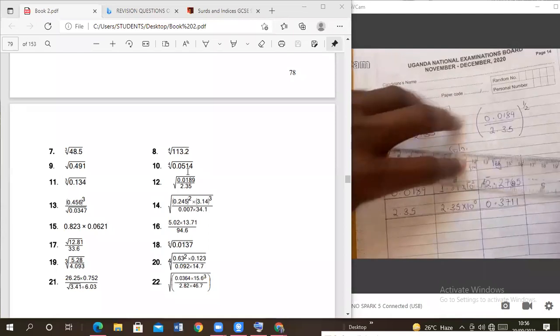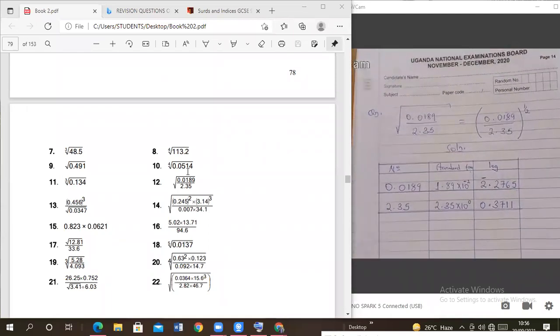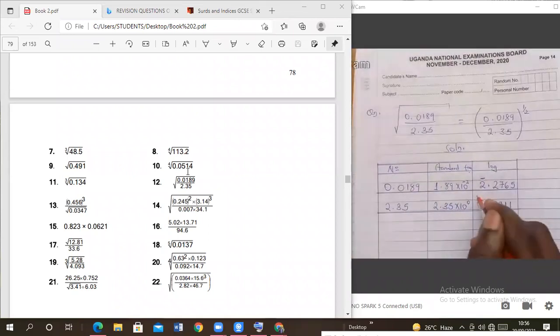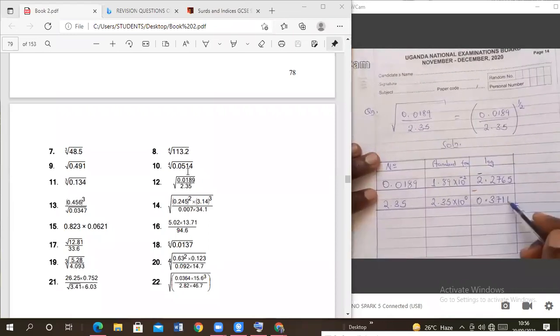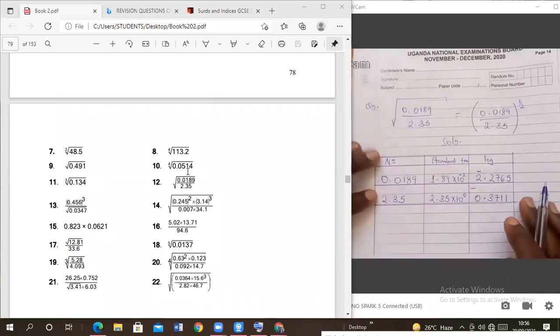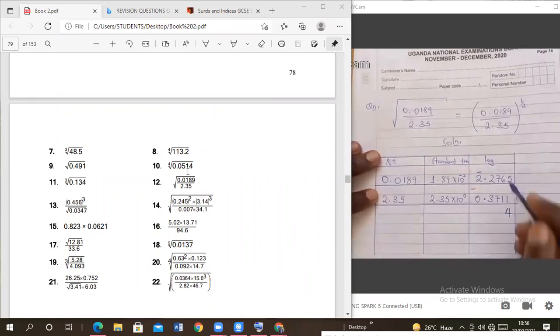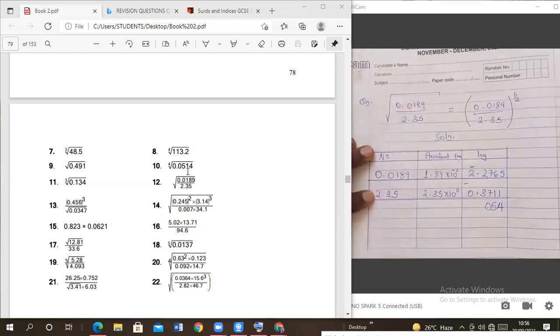We close this. Now we have the two logarithms, and we are dividing the numbers. What do we do to them? We subtract. So let's start subtracting. 5 minus 1, we get 4. 6 minus 1, we get 5. 7 minus 7, we get 0.